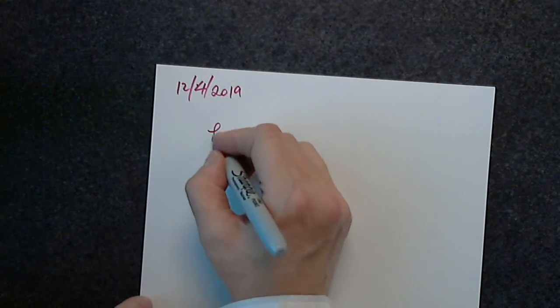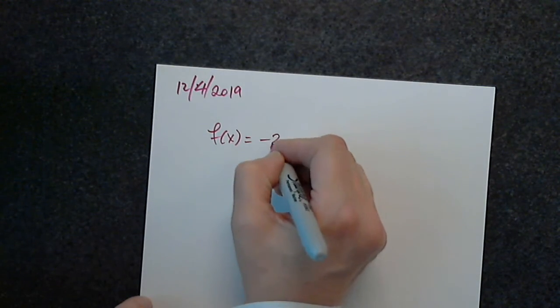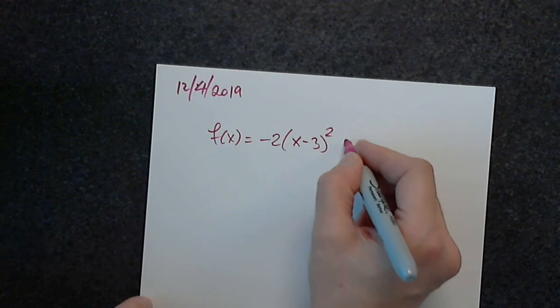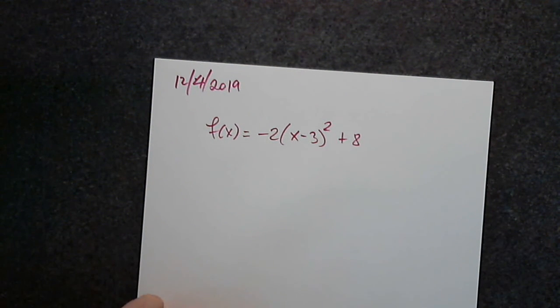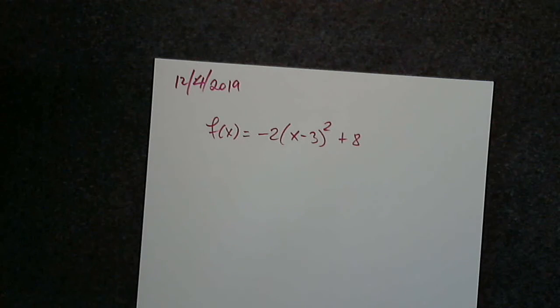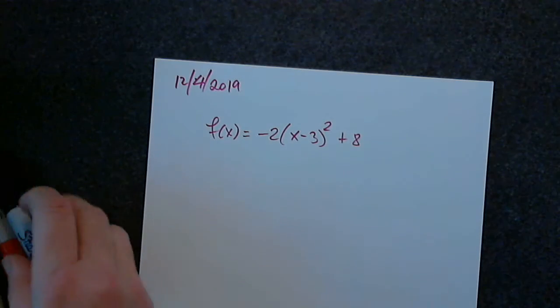Okay, perfect. So we have a function which is -2(x - 3)^2 + 8. We are asked to graph everything. The question will tell you graph using, or present the whole list.